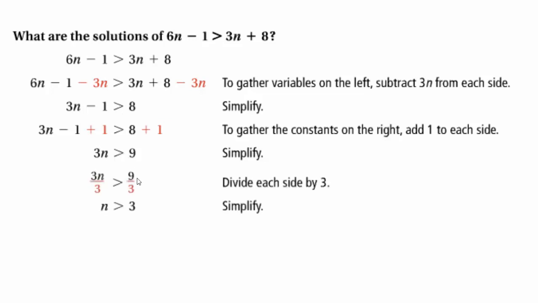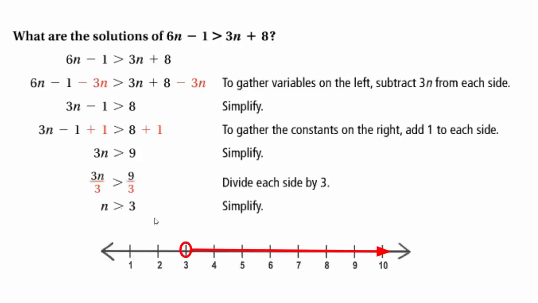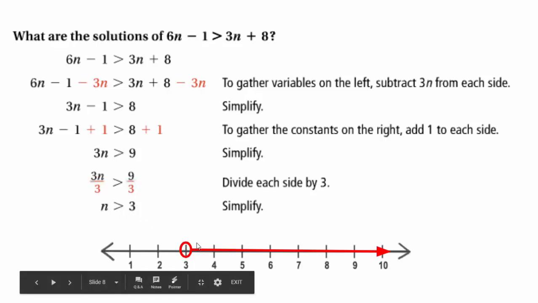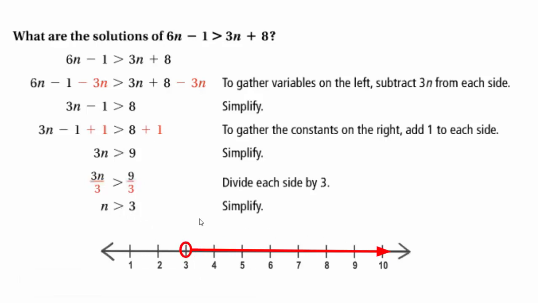And we just need to divide. We're not dividing by a negative, so we don't have to switch the inequality sign. We get n is greater than 3. If you graph that, it's an open circle and goes to the greater numbers.